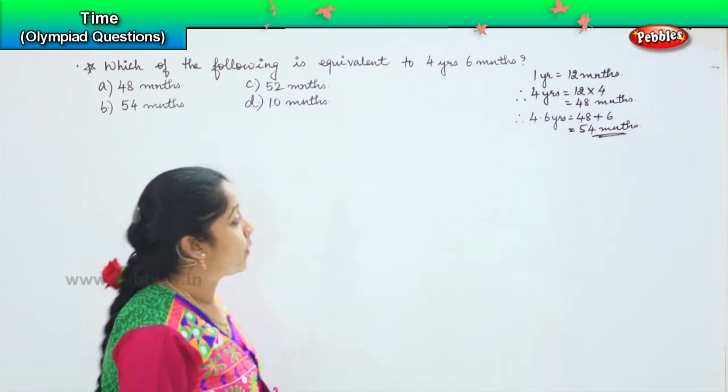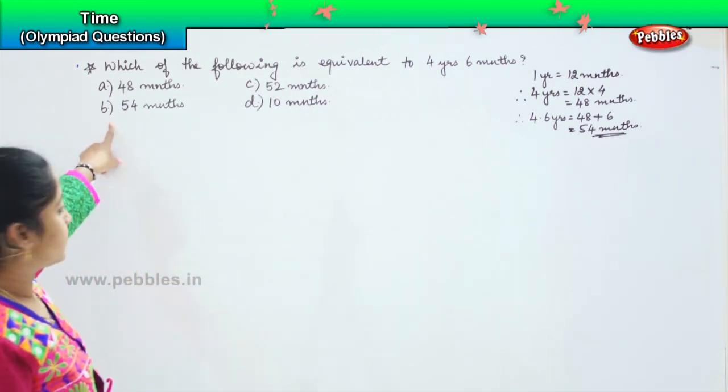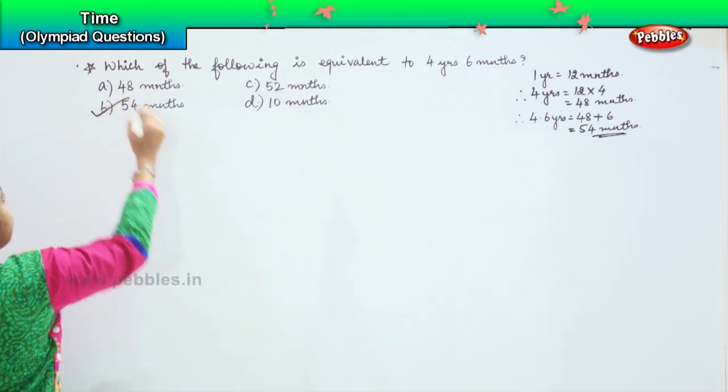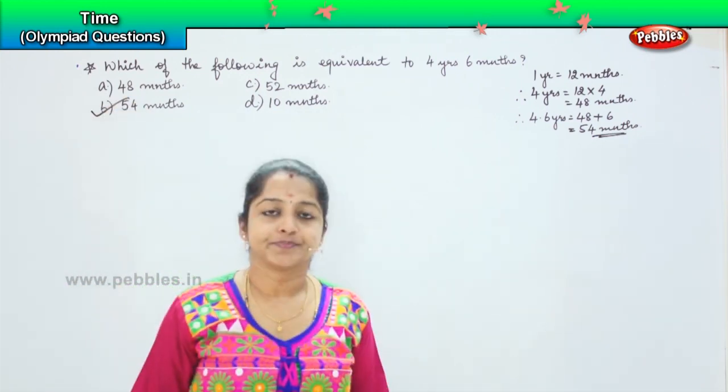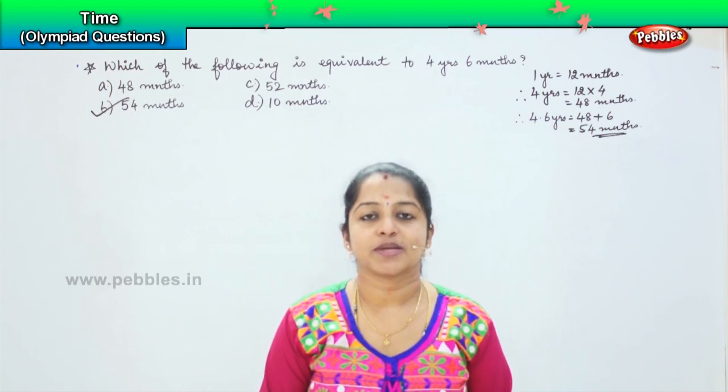Okay. So, where can you find it? Option B, 54 is the right answer. Clear? Shall we move to the next question?